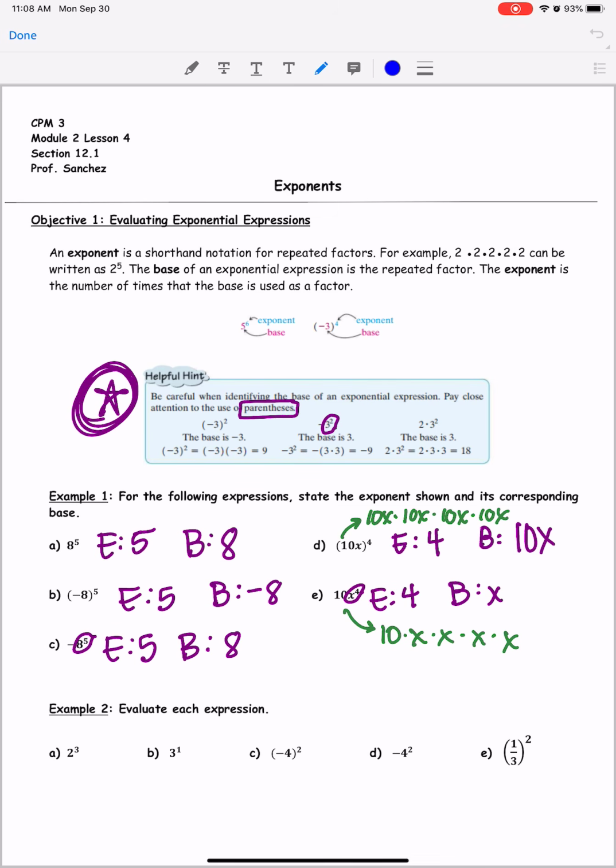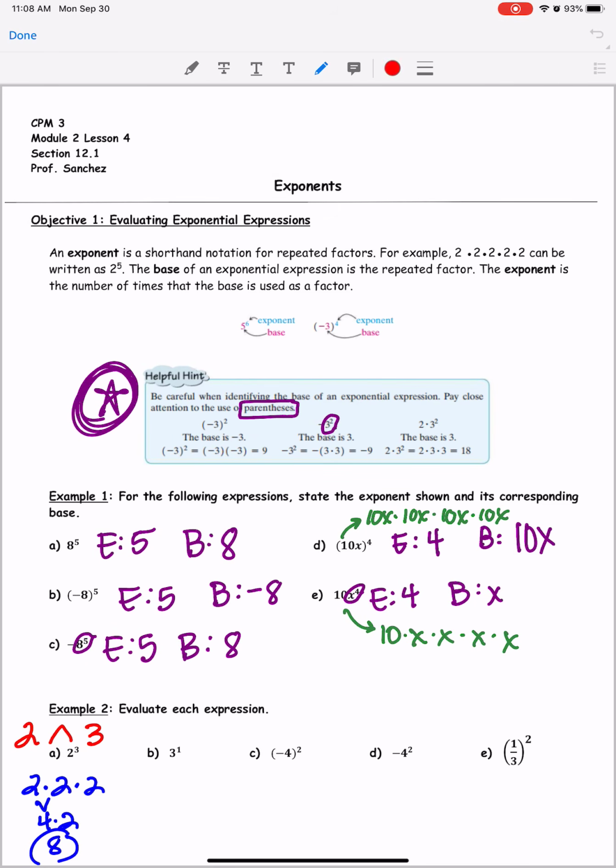All right. Example 2, evaluate each expression. On A, 2 cubed means you have 2 times 2 times 2. So 2 times 2 is 4, times 2 is now 8. Now there is a way to put this in your calculator, and it's hard to show you since I don't have a calculator in front of me. But basically in your calculator, you're going to hit 2. You have this little caret key. It looks like an arrow. And 3, that means 2 cubed.